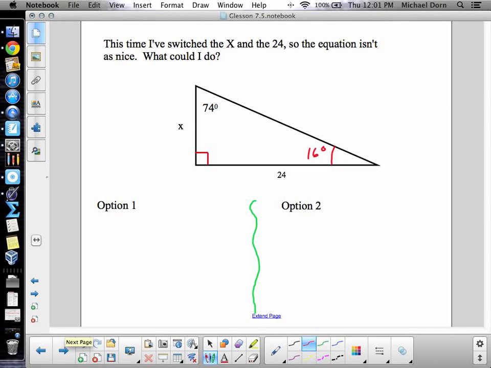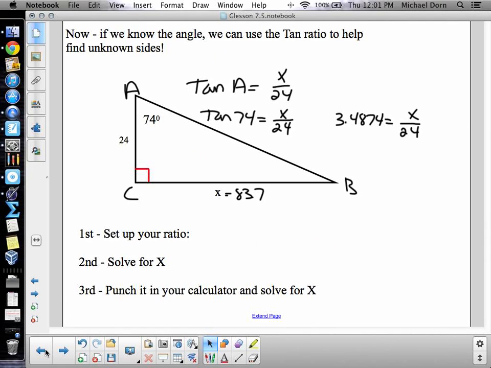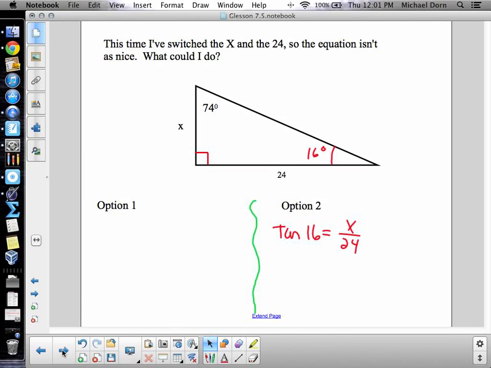So instead I could, using option 2, do tangent of 16 equals... now notice I switched the x and the 24. So this is a slightly different triangle. I'd rather keep it the same way. So I'm going to switch these back. I don't want to do a different triangle because that's going to be confusing. I want to do the same triangle. Tangent of 16 will be 24 over x.